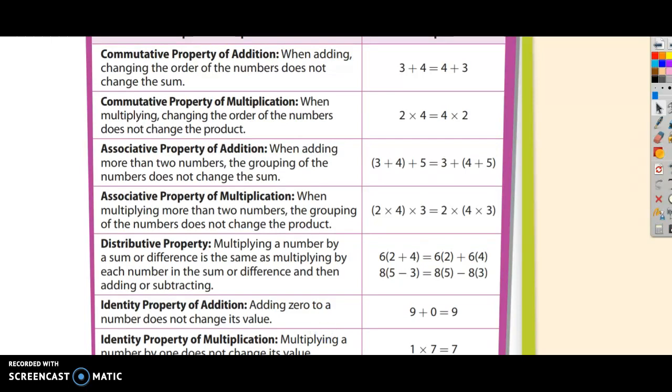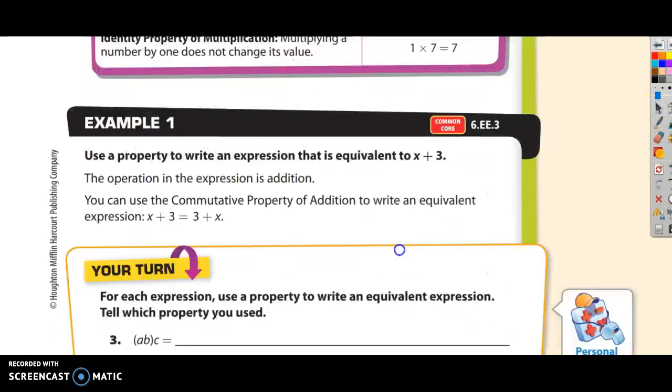It's called the associative property of multiplication. It's this one right here. It states that you can change where the parentheses are and it won't change the value. So I can do that down here at the bottom.